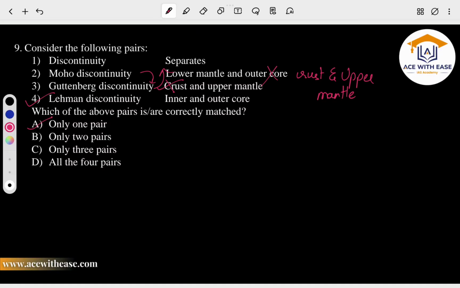Discontinuities are important. As there is current affairs linkage also, with a large number of earthquakes occurring in the world, such as the Myanmar and Thailand earthquakes, better revise the earthquake topic once again, the volcanoes topic once again, and also the interior of the earth. They might ask questions on the basics. So the option here is only one pair is correctly matched.